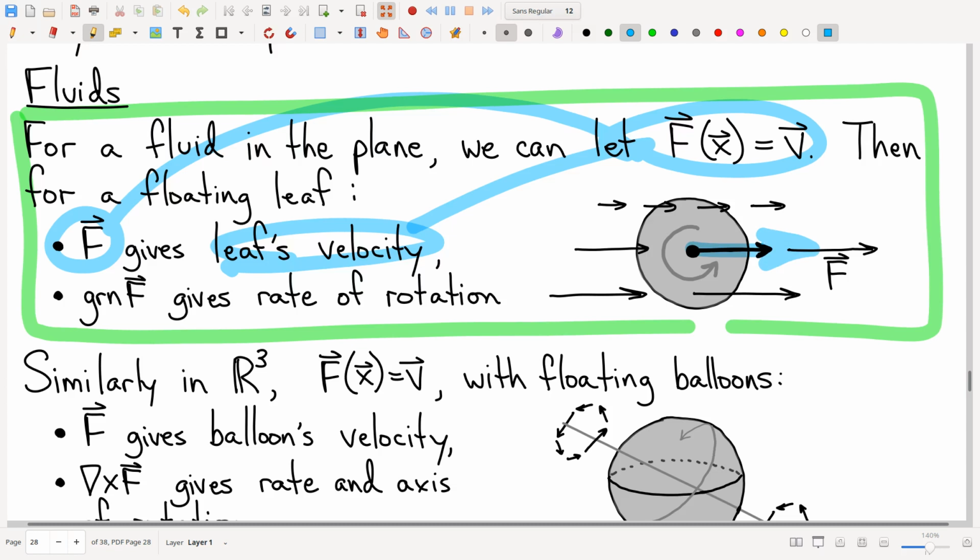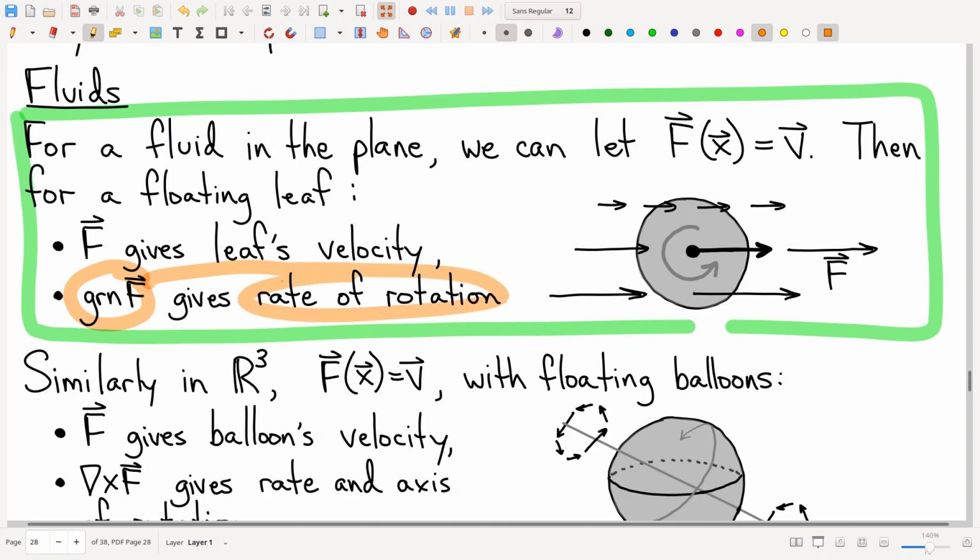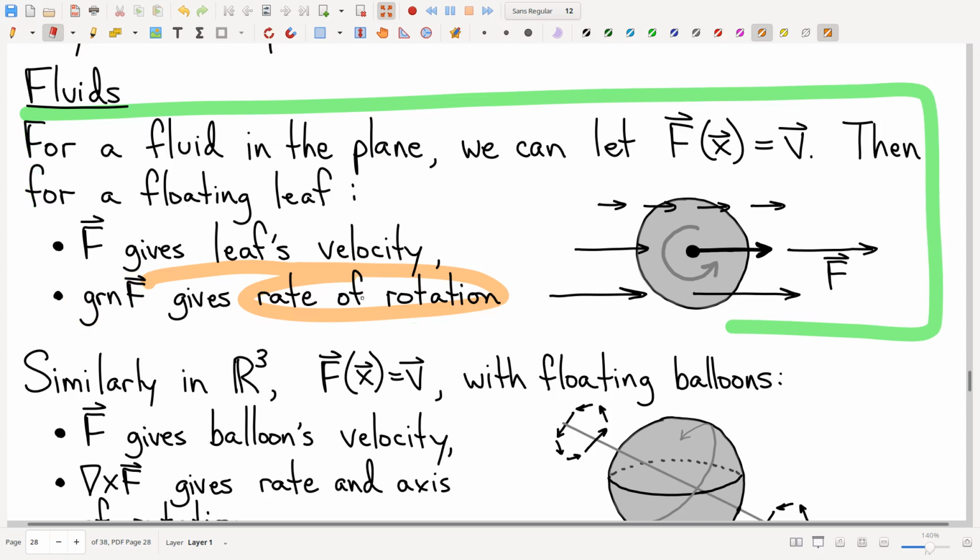But what about rotation, right? What helps us understand how the leaf is going to rotate? Well, the leaf is going to rotate the same way the water does, and the water's rotation is described by Green's operator. So Green's operator is telling you how the water is rotating, and thus is telling you how the leaf is rotating. Okay, all review, all old news.